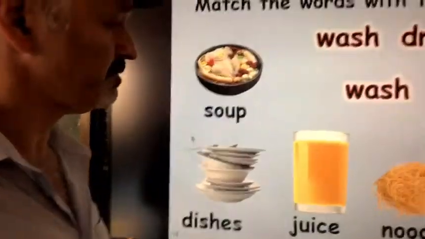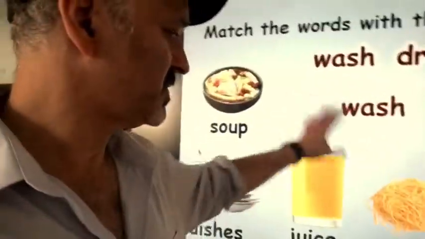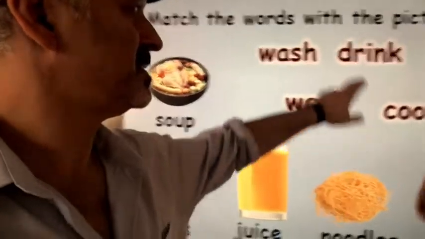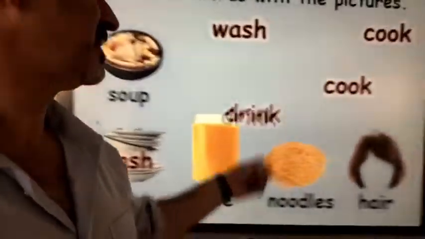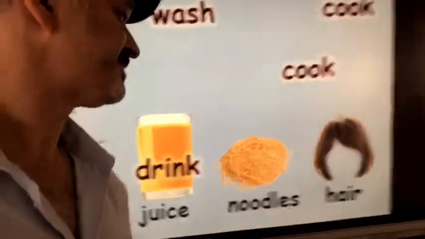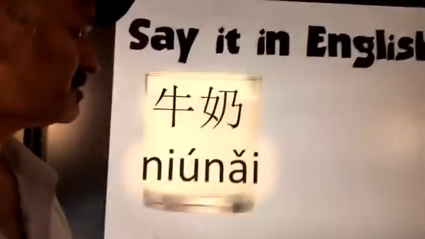Then I had this exercise, which has varying degrees of success. Here I got the verbs over here and I'm just matching them up. What does this go with? Wash, what? Dishes. Wash, yeah. Drink, cook, wash, right? Just so they're making that distinction and using the vocabulary.